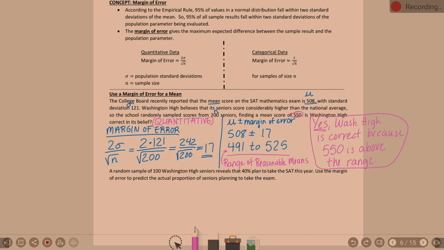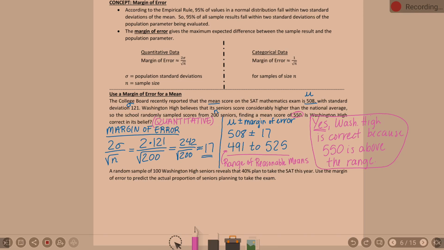Okay. Now, let's go down and talk about SAT a little bit more. A random sample of 100 Washington High seniors reveals that 40% plan to take the SAT this year. Use the margin of error to predict the actual proportion of seniors planning to take the exam. So this problem's separate from the last problem in a way. Yes, we're still talking about Washington High, but this is separate.